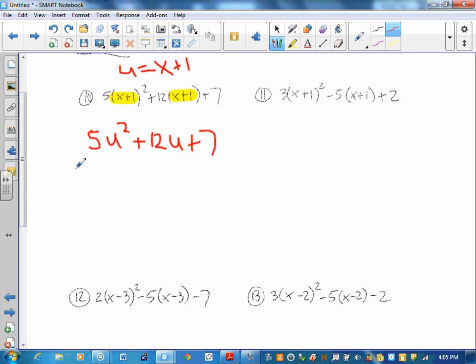So we're just going to factor this now. So it's going to be 5U, two sets of parentheses, put an X in each. No, it's 5U in one and U in the other. Okay, 7's a prime number. Let's see, I'll put the 7 here and the 1 there. Everything's plus, so plus and plus. Okay, it's factored. Now I'm going to put the U back in.